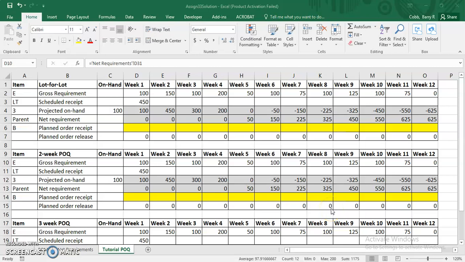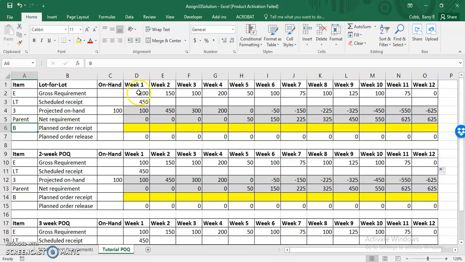This video will discuss lot sizing in material requirements planning models. What's shown here is the material requirements plan for item E in the problem that's in the MRP tutorial. Item E has a lead time of 3 weeks. The parent of item E is B in this problem.